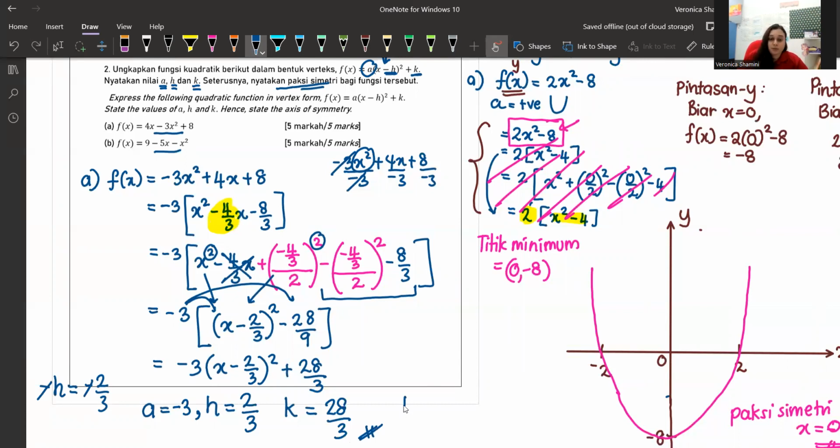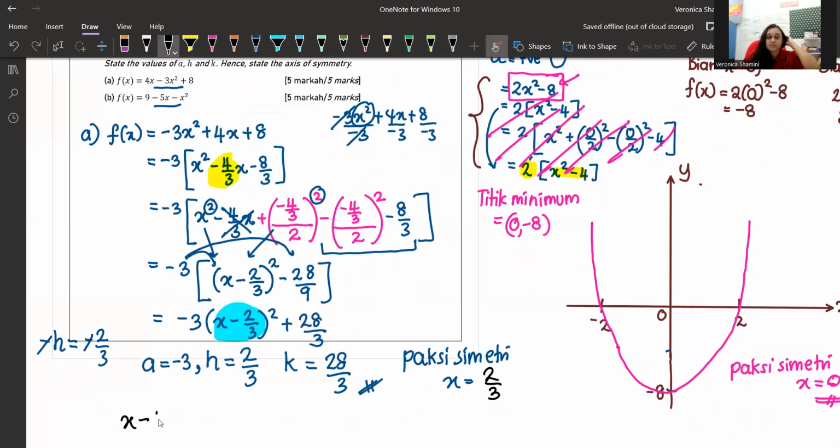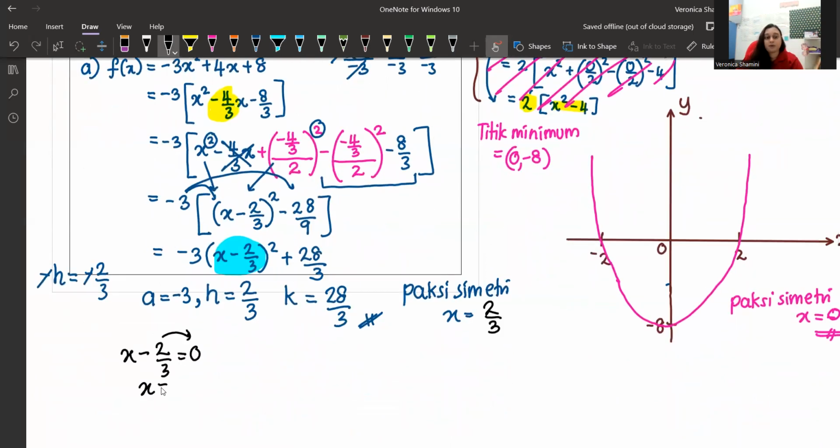AHK. Then the last one, what is the paksi symmetry? That means the axis. So axis is always which one? Guys, you should know already. Always the dalam kurungan, that is your paksi symmetry. So that means your x ialah 2/3, not negative. Remember? Not negative. Because why, teacher? Because x tolak 2/3 is equals to 0. 2/3 you must pindah, go there. So your x is positive 2/3. Actually, x ialah positif. Bukannya negatif. Ini ialah tolak. Kita nak cari x sama dengan berapa.